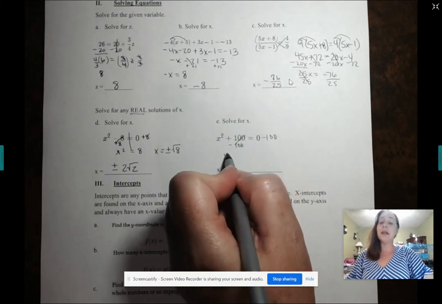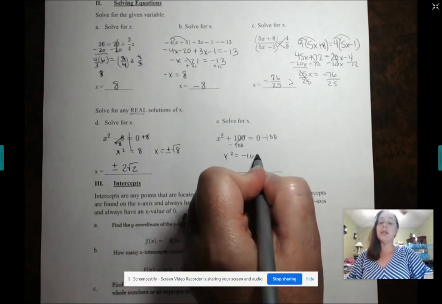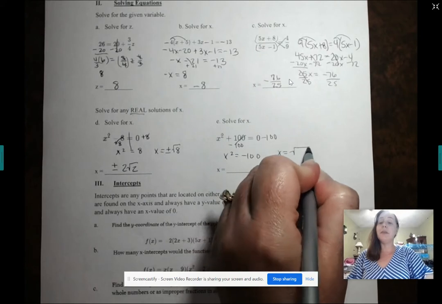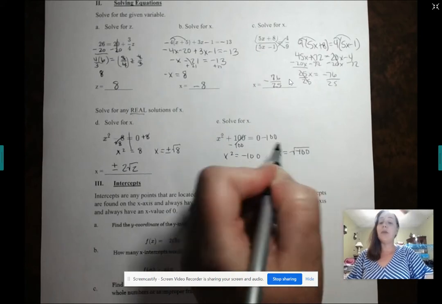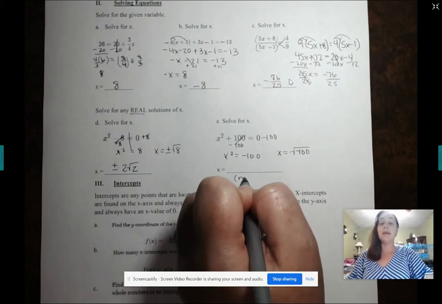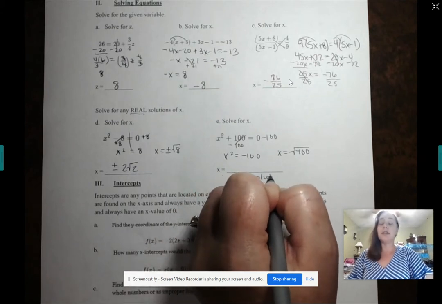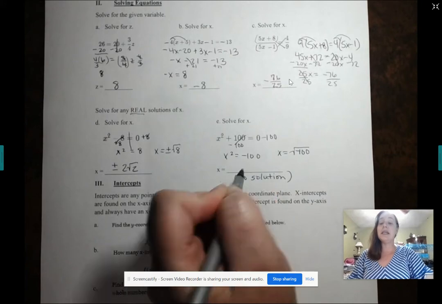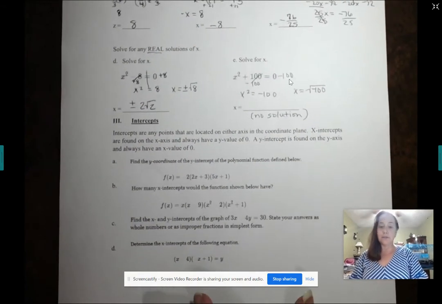Now, if we look at this one, we get to a place where we are going to need to take the square root of a negative number, and we don't do that when they're only asking us for real solutions. So you will just leave this one blank because it is no solution, and Delta Math treats an empty set like it is a no solution.